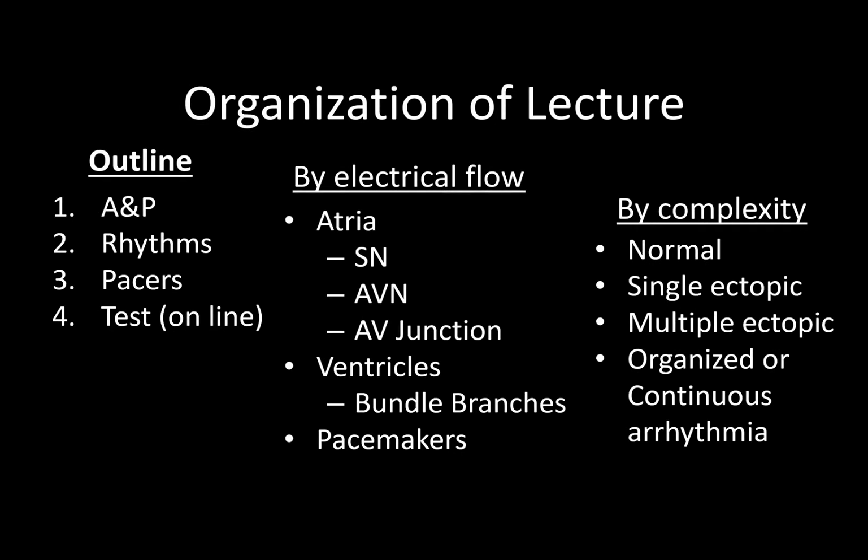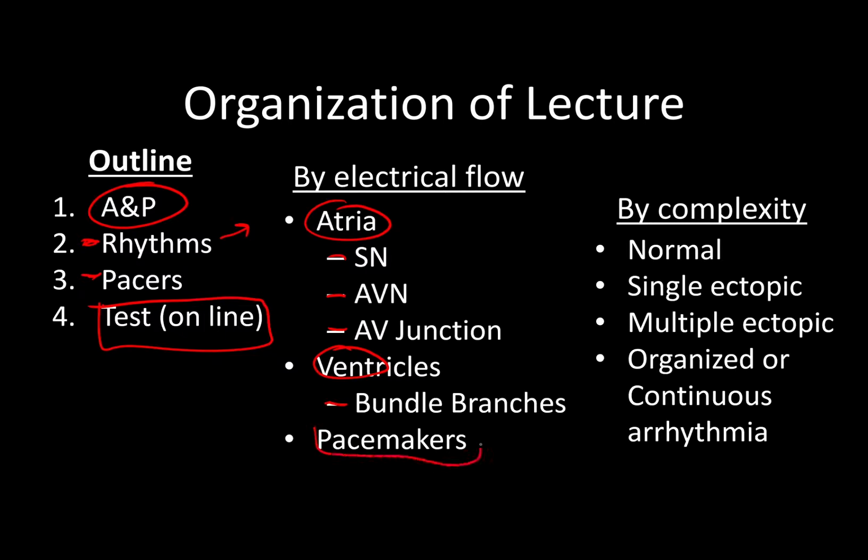Okay, so the organization of this lecture. We're going to open up with anatomy and physiology. You have to have that foundation in order to understand how the rest of this works. You've got to build upon that. Once we get done with the A&P section, we'll dig right into rhythms, a good variety there, followed by pacemakers, and then finally your online test that will wrap everything up. Now, when we talk about the rhythms, I'm going to start out with the atria. We'll do the sinus node, AV junction, followed by ventricles and the rhythms that those produce, talk about the bundle branches and what they can do, and then wrap up with pacemakers.